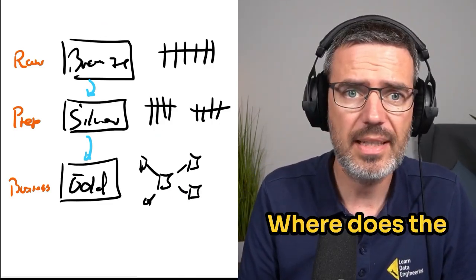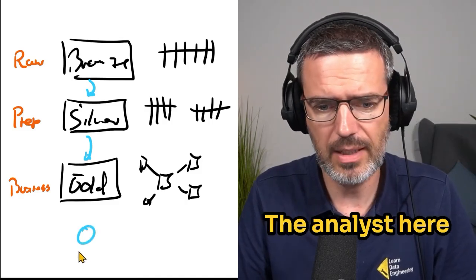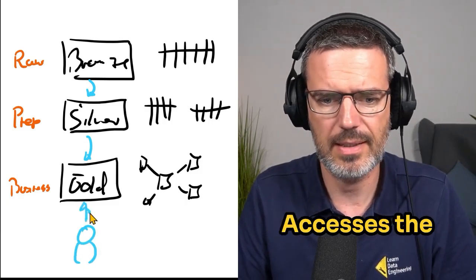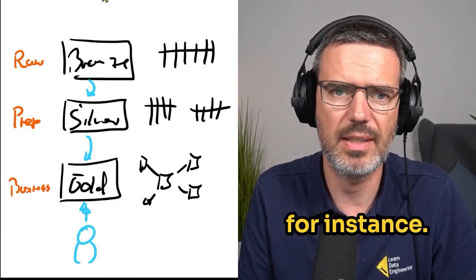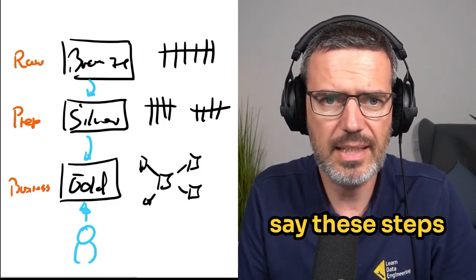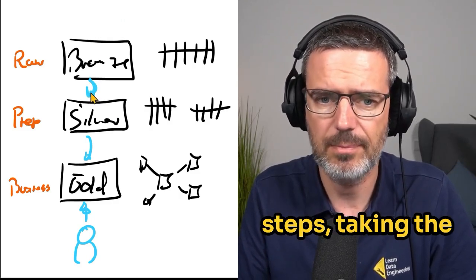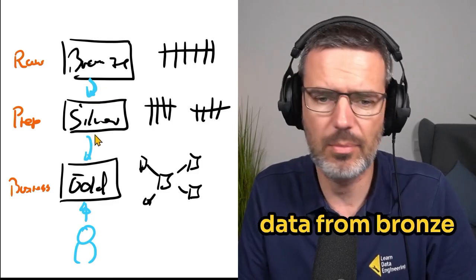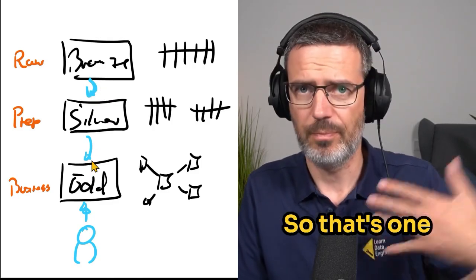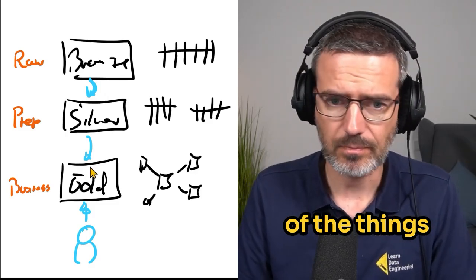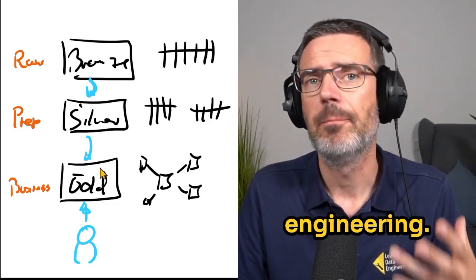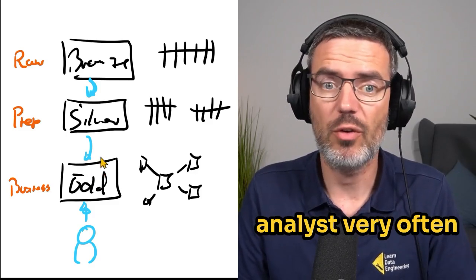Now, where does the data engineering come in? The analyst here sits here, right? Accesses the gold tables, works with the gold tables, for instance. Now you could say these in-between steps are already engineering steps, right? Taking the data from bronze to silver to gold. So that's one of the things where you need engineering. This is what the analyst very often also takes over.